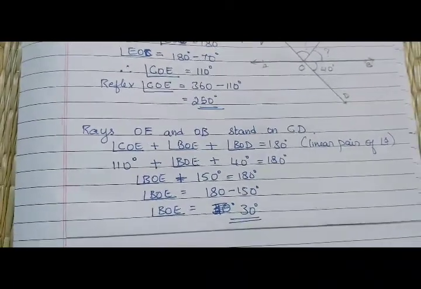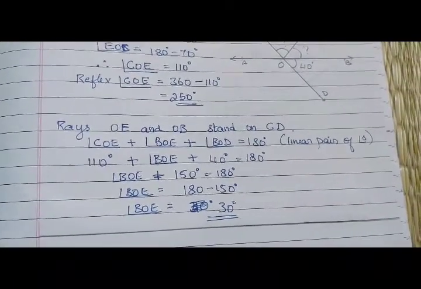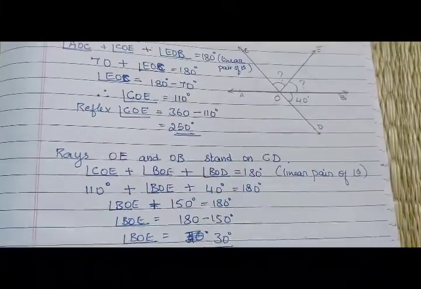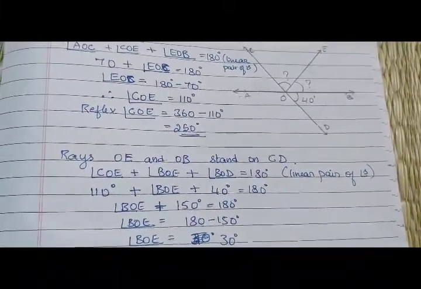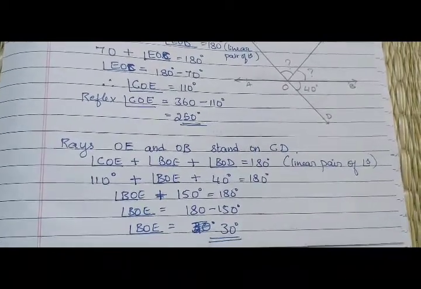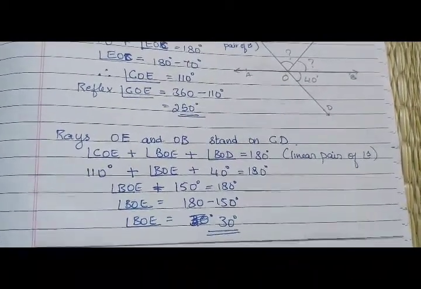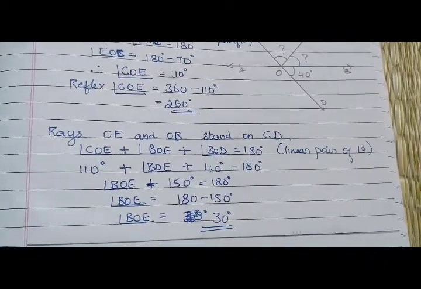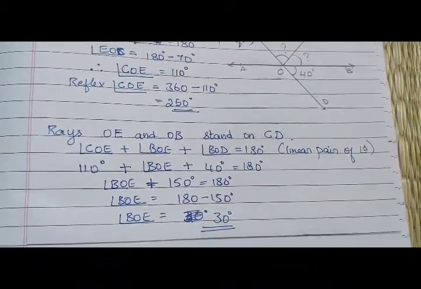Rays OE and OB stand on CD. COE plus BOE plus BOD is equal to 180. Linear angles. 110 plus BOE plus 40 is equal to 180. BOE plus 150 is equal to 180. BOE is equal to 180 minus 150. BOE is equal to 30 degrees.